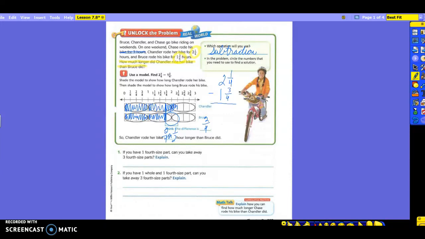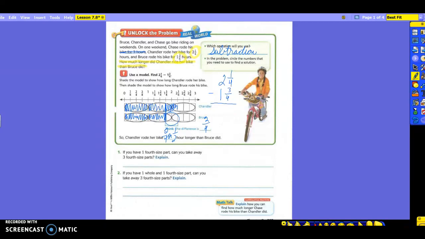So when you make a model, it's easy to see what's left over. But we're not always going to have the opportunity to draw a model. And I want you to take a look at how long that might take you to draw something similar to that. It would take a while on each problem, so we're going to learn another way when we turn the page here. Let's answer a couple of questions before we do that, though.